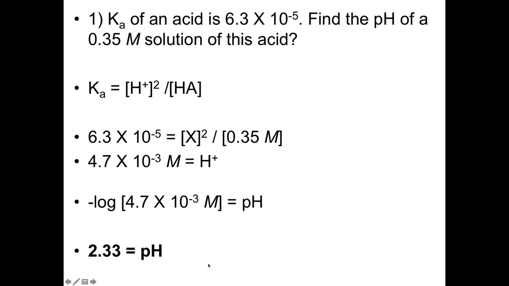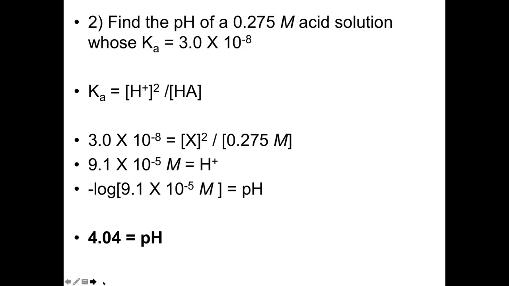Okay, so practice problem number 1. We have a Ka of an acid of 6.5 times 10 to the negative fifth. Find the pH of the 0.35 molarity solution of this acid. Well, Ka equals H plus squared over HA. And then we have 6.3 times 10 to the negative fifth will equal X squared over 0.35. When we manipulate and solve for H plus, you're going to get 4.7 times 10 to the negative third. Then you plug that into the pH. You'll have negative log 4.7 times 10 to the negative third. That'll get 2.33 as the pH.